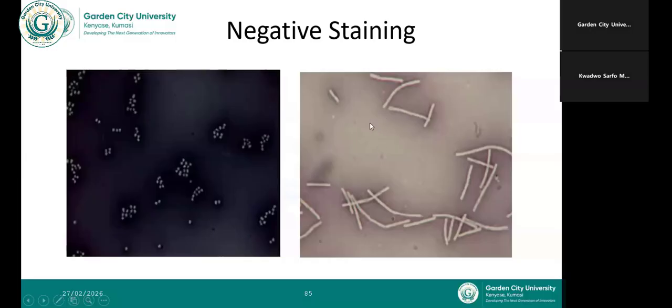So you use a stain that has the same charge as the bacterial cell, and therefore the background remains stained. For negative staining, because you are not interested in staining the bacterial cells, you don't heat fix. Because you're not interested in making the cells adhere to the stain. You just want to stain the background.